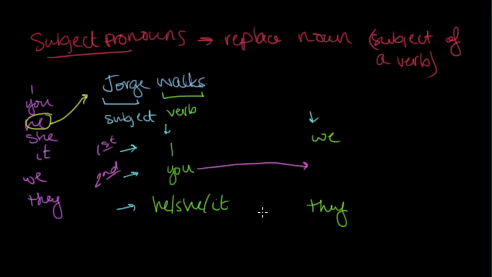And finally, in our third row, we have third person, and that means that we're talking about someone or something else. So he, she, it, and they. And again, this would be singular and this would be plural.